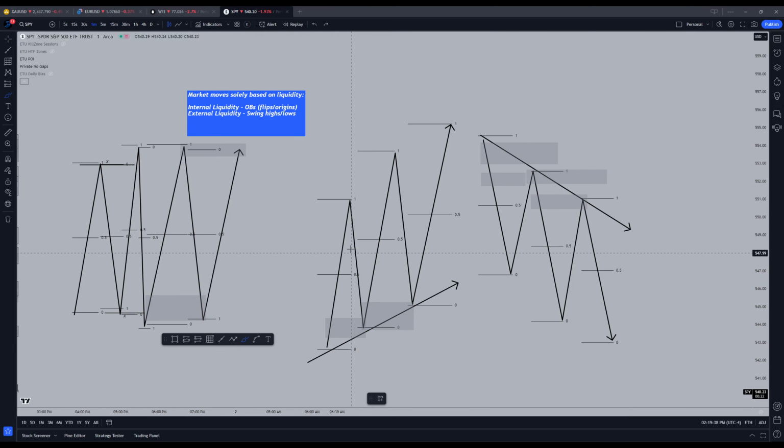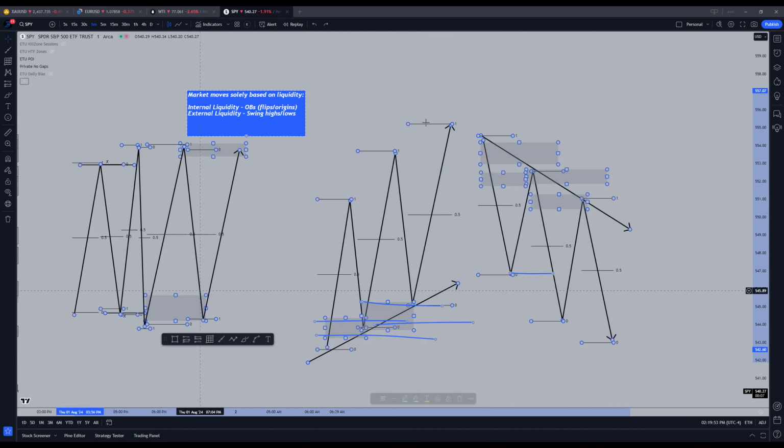And like I said, put your system together. Once your POIs get tapped in, whether that's through an alert, you can feel free to do alert. You look for confirmation to enter the trade and target the weak highs, weak lows, or target flips or origins, depending on what the market is showing.